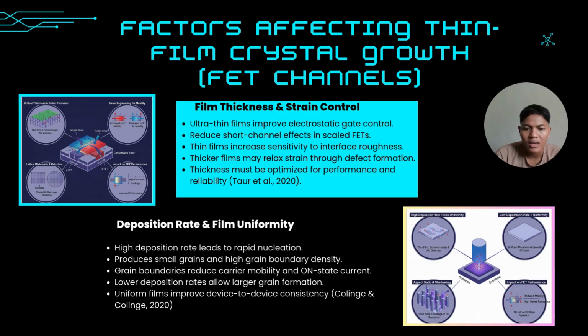And for deposition rate and film uniformity, a high deposition rate leads to rapid nucleation, producing small grains and high grain boundary density. Grain boundaries reduce carrier mobility and on-state current. A low deposition rate allows large grain formation. Uniform film improves device-to-device consistency, based on Collinger 2020.